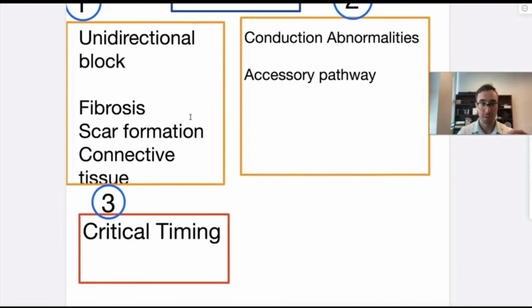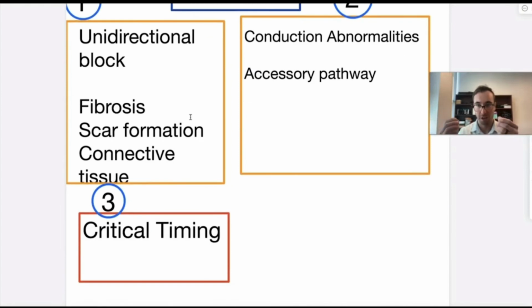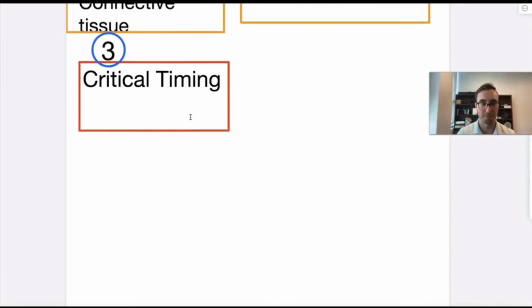And then you need critical timing. The tissues have to be out of the refractory period or before that, and you can also get a premature beat, such as a premature atrial contraction, to happen at exactly the right time for all this to work. So you can see there are many different moving parts, and they all have to be aligned for patients to go into the re-entry phenomenon.